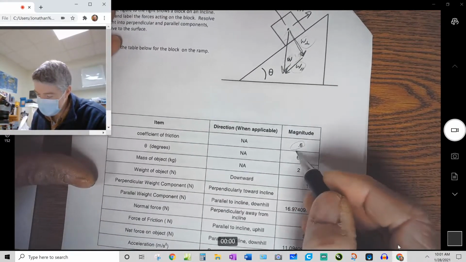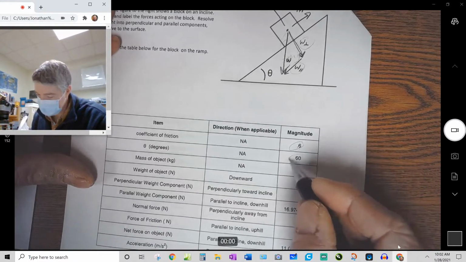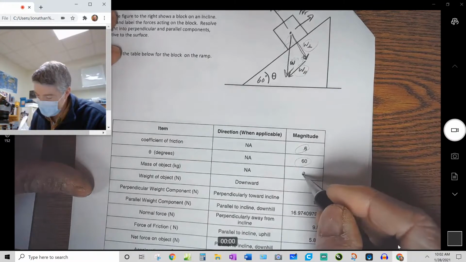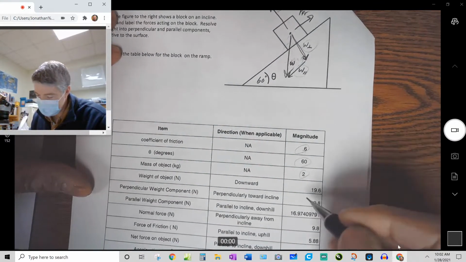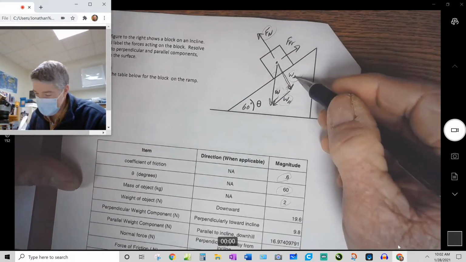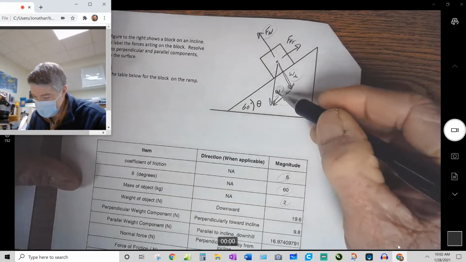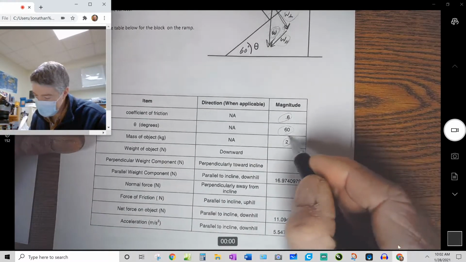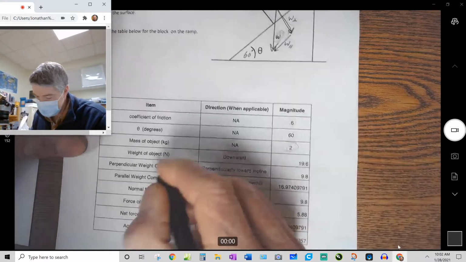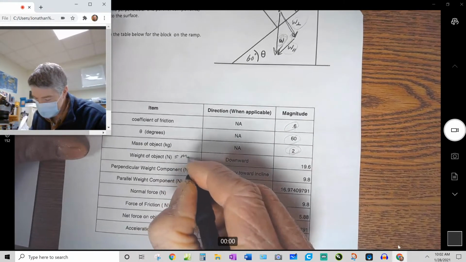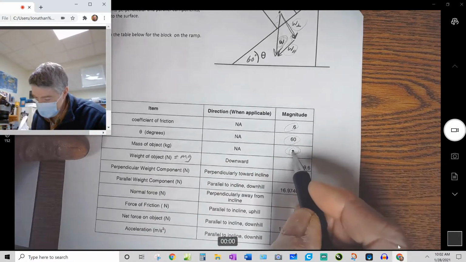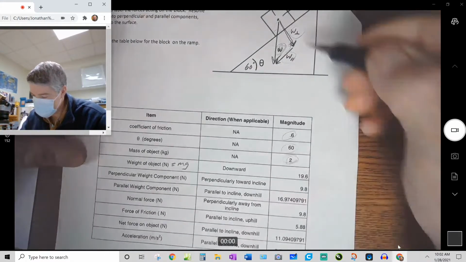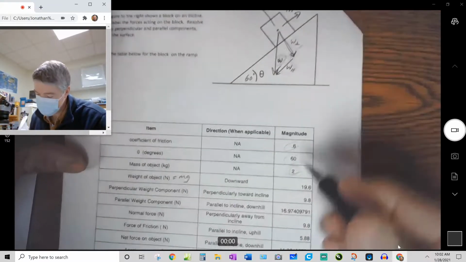Coefficient of friction, 0.6. The angle, this is 60 degrees. The mass is 2 kilograms. Okay, the weight, that's mg. That is 2 times 9.8, 19.6. And the direction is directly downward.